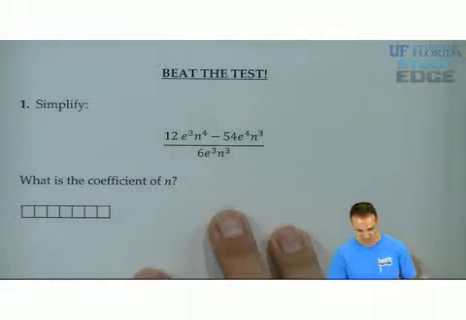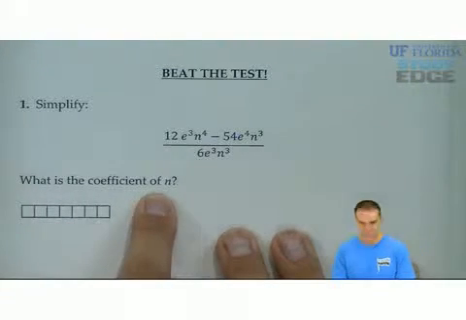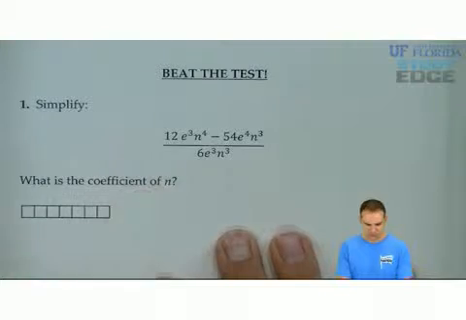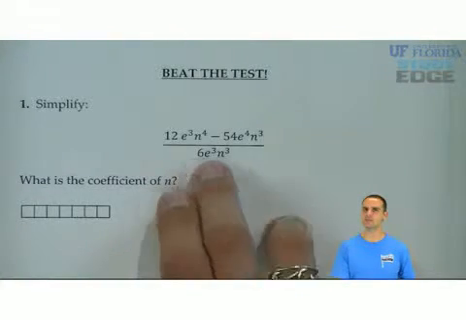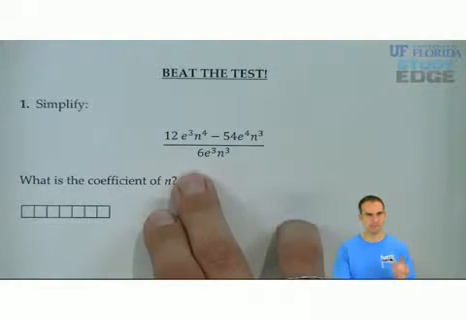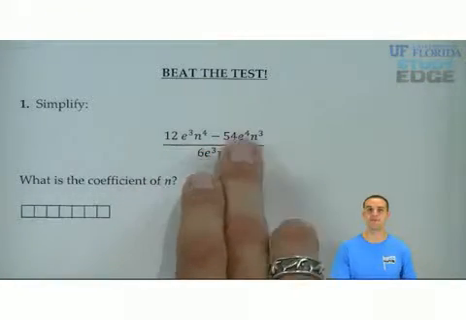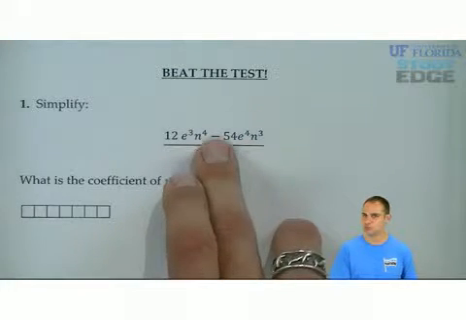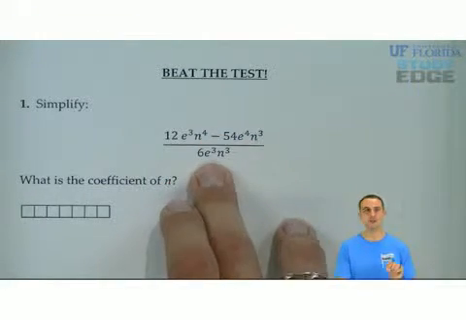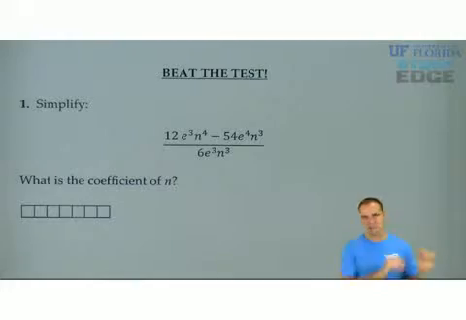Beat that test. Here, what is the coefficient of n? The coefficient of n, that's an interesting question because we have to see how this actually simplifies first and figure out which one it is. So again, I see I have more than one term on the numerator because of that subtraction sign. So the first thing you're going to do is split it up. You're going to chop it up here.